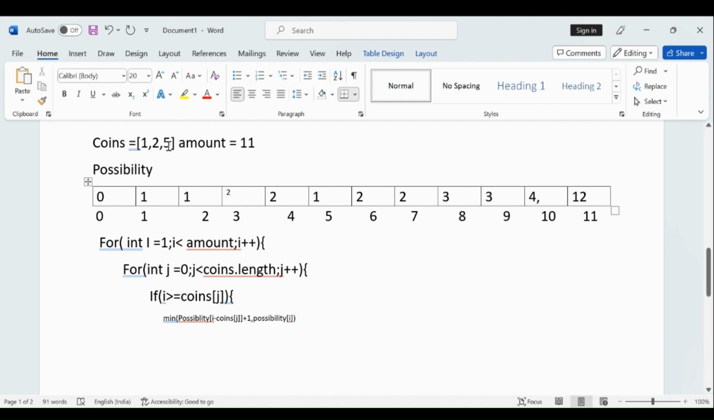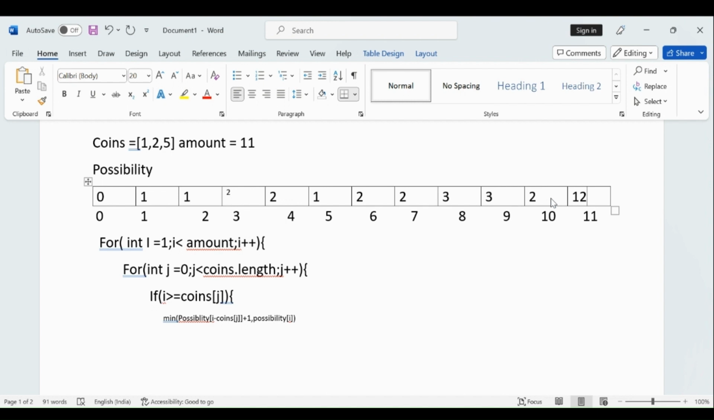Now let's say you try to use the coin 5. So 10 minus 5 will be 5, and the minimum number of coins required to reach the amount 5 was 1. And again we are using one more 5, so 1 plus 1 will be 2. So we will write here 2, and what is the minimum between 4 and 2? Obviously 2. So we will remove 4 and keep our answer as 2.